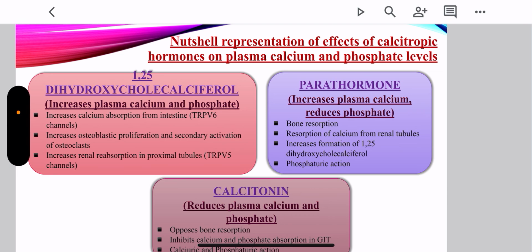We would prevent the excretion rather than we will increase the absorption of calcium.